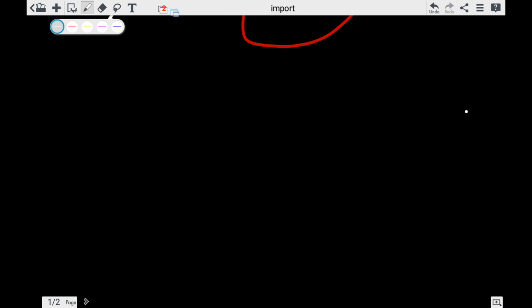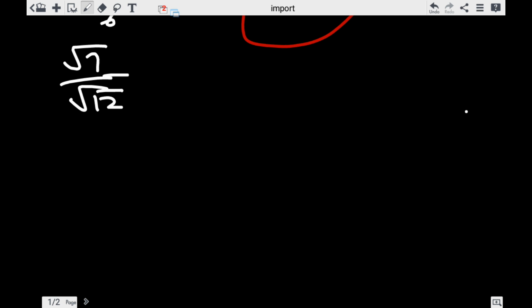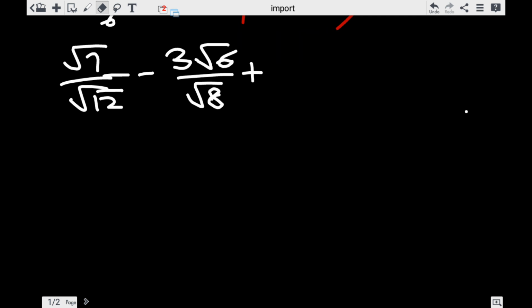Now what if you see another one like this? Let's say root 7 over root 12 minus 3 root 6 over root 8 plus 2 over root 3. So let's look at this one.